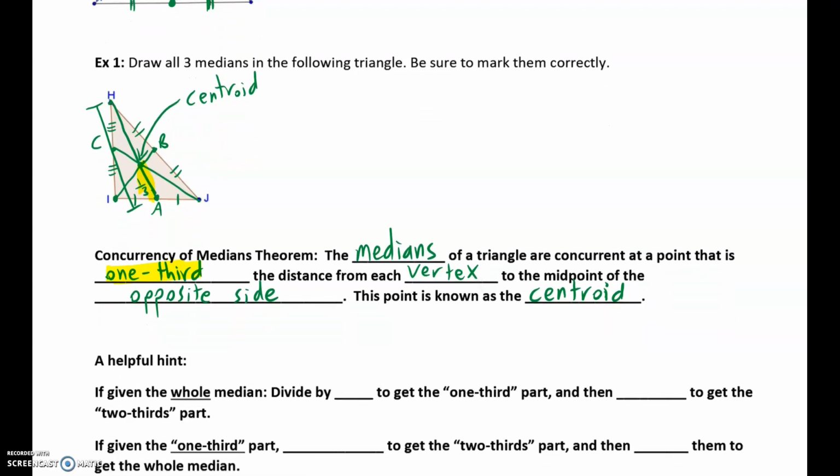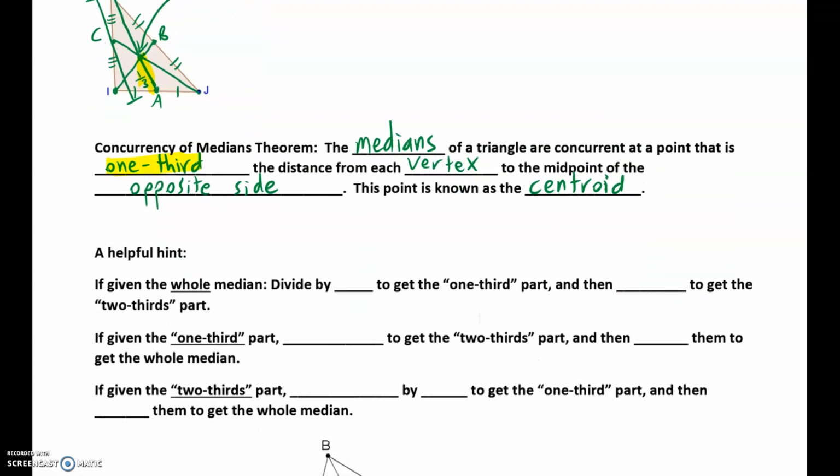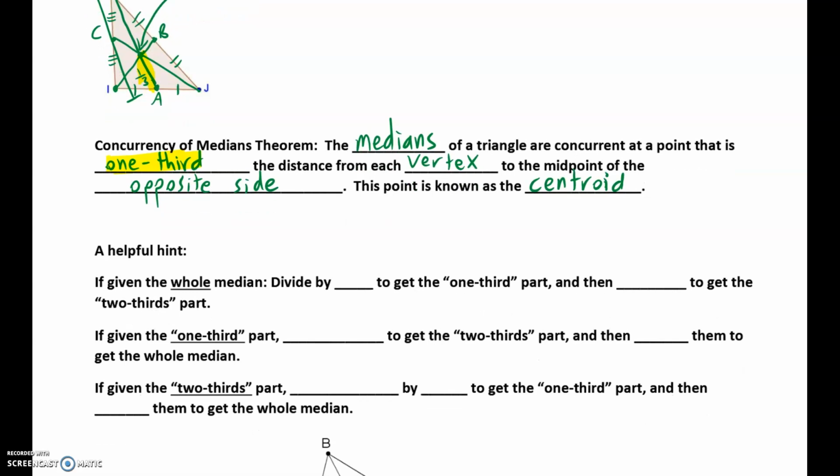Here are some helpful hints to help you remember this, just because there's a lot of fractions and people do some weird stuff with that. So basically, you're going to be given one of these three different types. Maybe I should put bullet points. If you're given the whole median, so if you're given the whole length, simply divide by 3 to get the 1/3 part, because you're taking 1/3 of it, and then double that, which basically means times 2, to get the 2/3 part. That makes sense, because if I have the 1/3 part, I double it to get the 2/3 part. If you're given the 1/3 part, you're simply going to double it, so times 2 to get the 2/3 part, same as before. And then all you have to do is add them together to get the whole median.